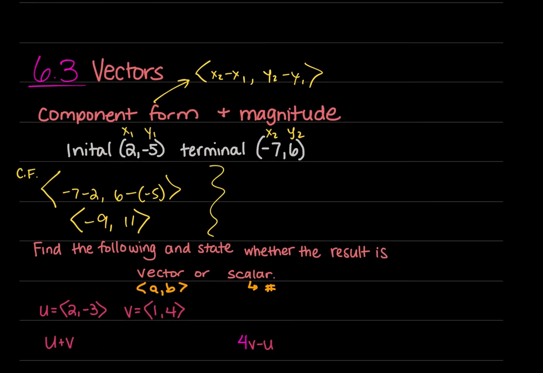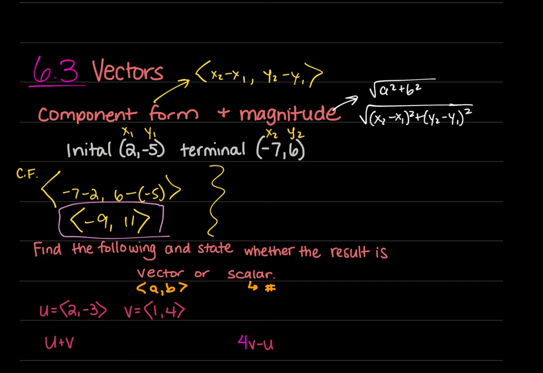The magnitude you can either find by doing the square root of a squared plus b squared, or the distance formula from my initial and terminal, x2 minus x1 squared plus y2 minus y1 squared. If you already have the component form, I would recommend a squared plus b squared. If you don't, then it really doesn't matter. You're either going to find the component form and then do a squared plus b squared, or just use the distance formula from your points. It's completely up to you. So for magnitude, we can use the first or the second equation? Correct, if you have initial and terminal. If you only have the component form, you're only going to be able to use a squared plus b squared to find the magnitude.